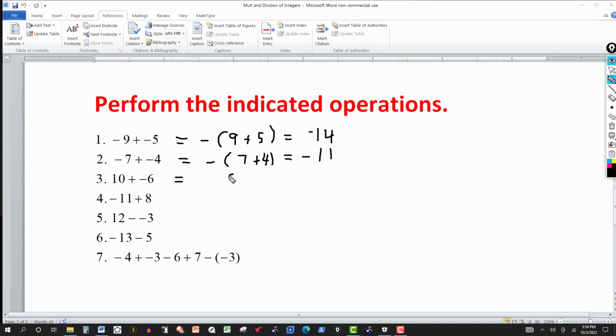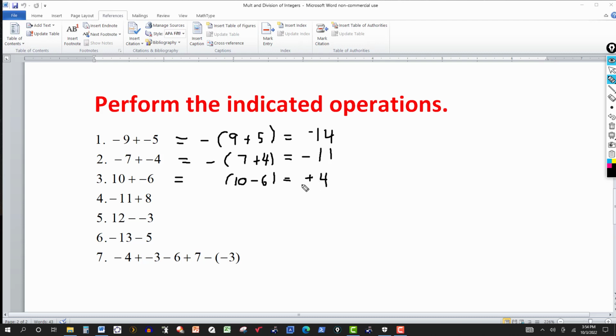So the rule is if you're adding two integers with different signs, subtract. Ignore the sign and just subtract the smaller from the larger. So in this case it would be 10 subtract 6. And because the 10 is on the positive side, you're going to stay on the positive side. It's a larger number, so take the sign of the larger. 10 is positive, so positive. In this case, 10 subtract 6 is 4. So it's a positive 4.